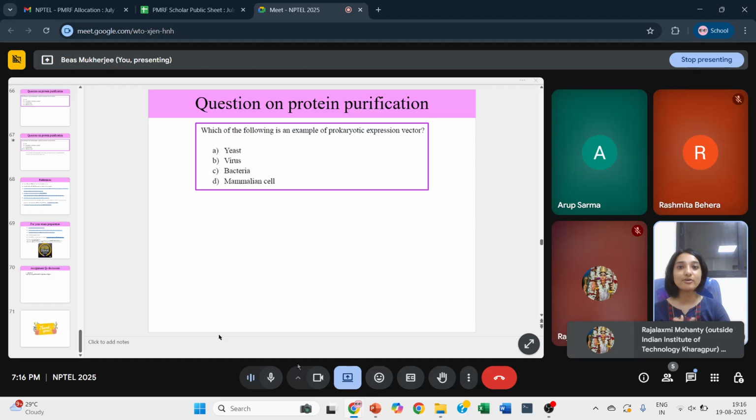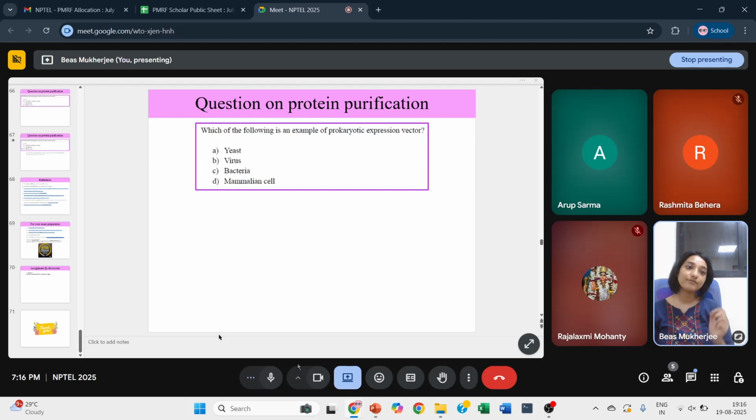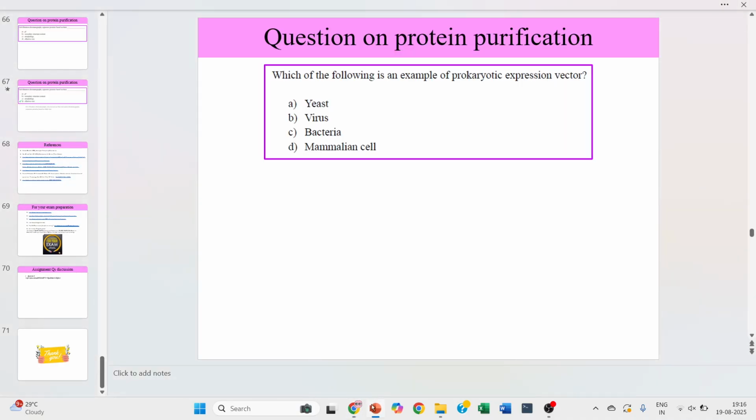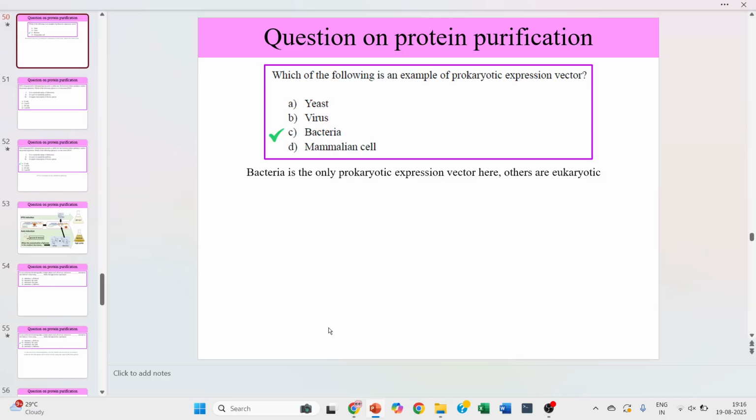So, a question on protein purification. Which of the following is an example of prokaryotic expression vector? Yeast, virus, bacteria, mammalian cell. Choose which is the prokaryotic expression vector. This should have been prokaryotic expression system. Yes, bacteria. That is the correct option, because yeast and mammalian cell are not prokaryotic, and virus is not a host. So bacteria is the only prokaryotic.